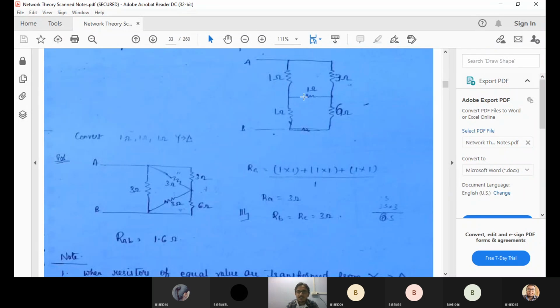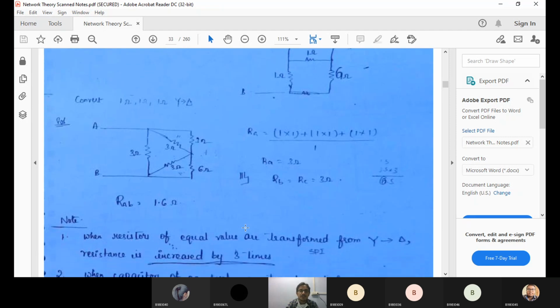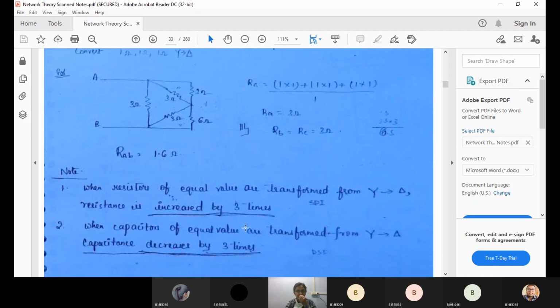These are neither connected in series nor in parallel. If the other 1 ohm were not present, these two resistors would be in series, these two resistors would be in series, and the combination connected in parallel would give the equivalent resistance. But when another resistance is present, we can check for the possibility of star to delta or delta to star. For the reduction, these techniques are really helpful.